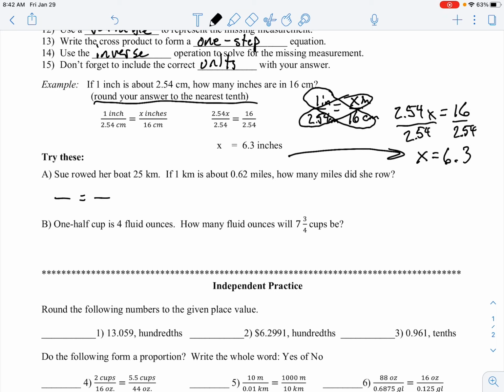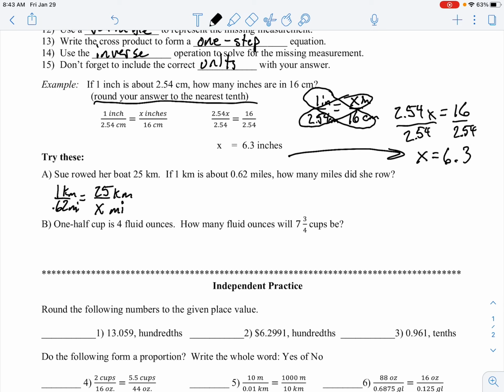So it doesn't matter which one goes on top. It just matters that they go in the same place. So I'm going to put kilometers up top. Why not? So we have 1 kilometer is the same as 0.62 miles. And then we have 25 kilometers is the same as, well, we don't know how many miles that is. We want to know. We are trying to figure that out. Oops, miles.